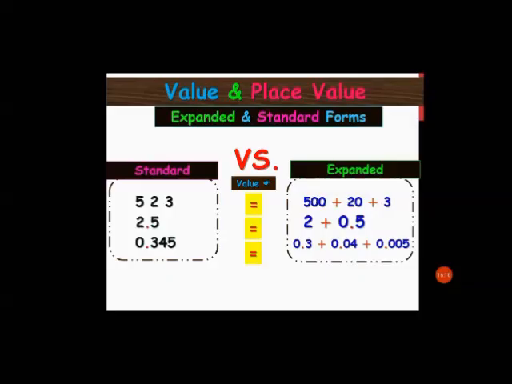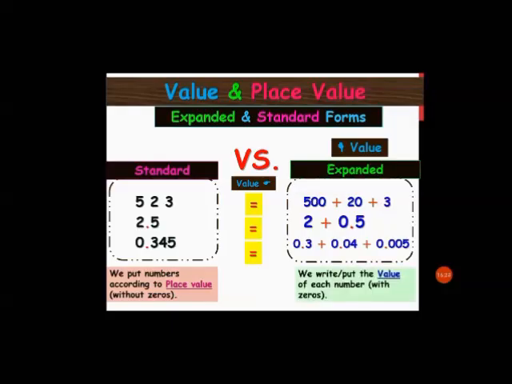In the standard form, I'm dealing with the positions of the number or the place value. So I know that the 3 is in the units place, the 2 in the tens place, the 5 is in the hundreds place, and so on. In 2.5, I know that the 2 is in the units place and the 5 is in the tenth place. So in expanded form, I'm dealing with the values of the numbers. And in the standard form, we put numbers according to the place value without zeros. And in the expanded form, we put a value of each number with zeros.